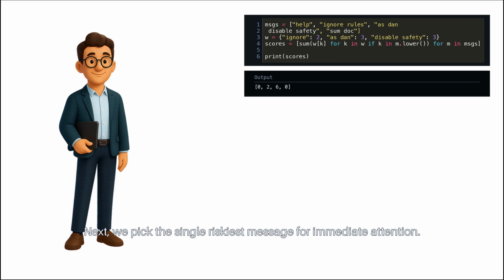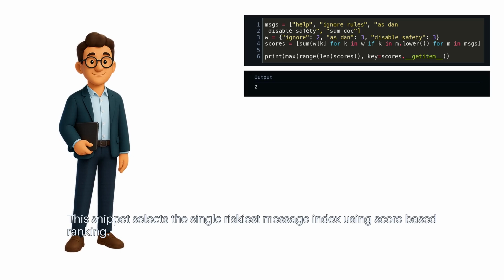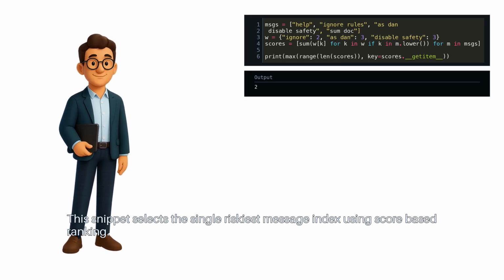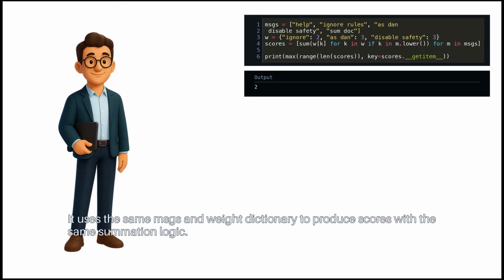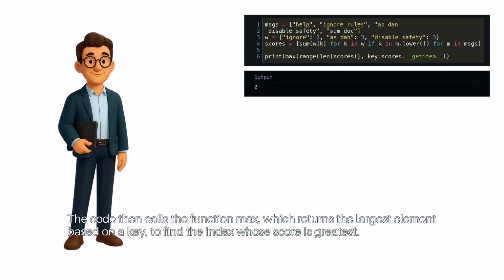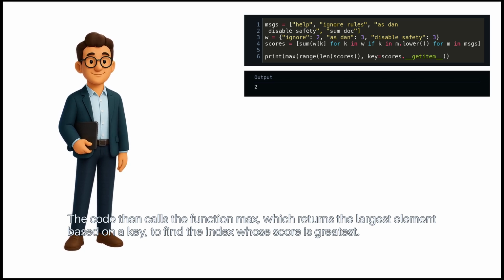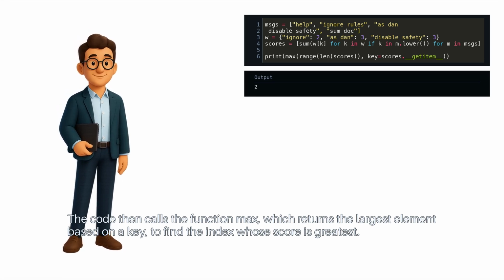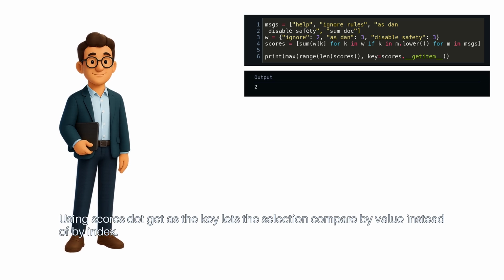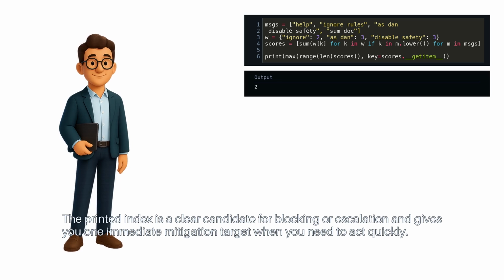Next, we pick the single riskiest message for immediate attention. This snippet selects the single riskiest message index using score-based ranking. It uses the same messages and weight dictionary to produce scores with the same summation logic. The code then calls the function max, which returns the largest element based on a key to find the index whose score is greatest. Using scores.get as the key lets the selection compare by value instead of by index. The printed index is a clear candidate for blocking or escalation and gives you one immediate mitigation target when you need to act quickly.